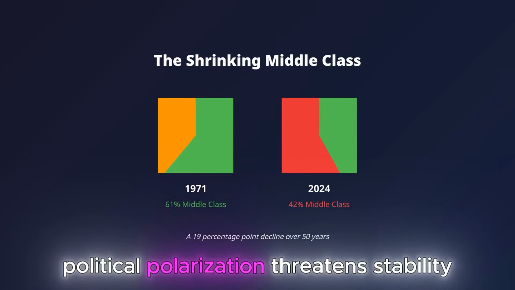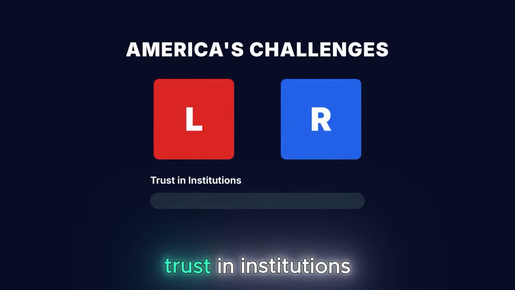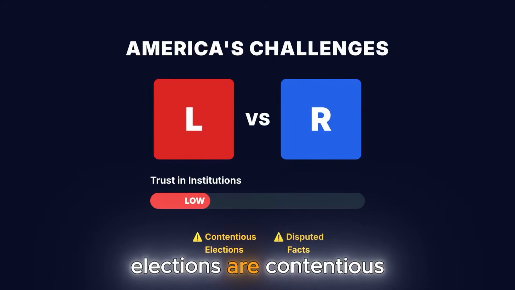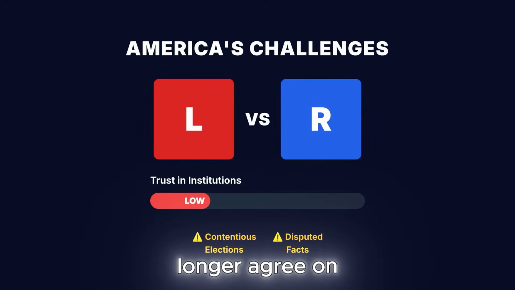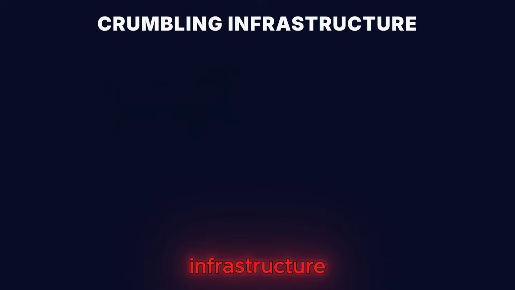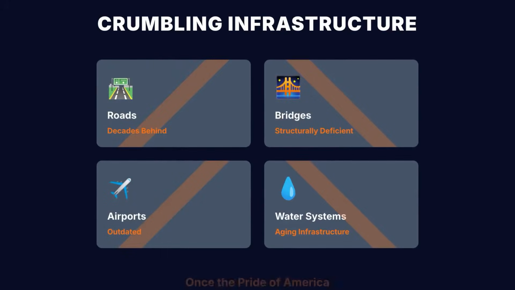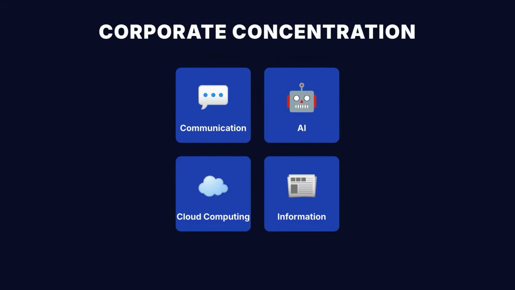Political polarization threatens stability. Trust in institutions is low. Elections are contentious. Many Americans no longer agree on basic facts. Infrastructure, once the pride of America, has decayed. Roads, bridges, airports, water systems. Many are decades behind those in Europe or East Asia. The nation also relies heavily on a handful of corporations for communication, AI, cloud computing, and information flow. Their influence raises questions about privacy, free speech, and the concentration of power.